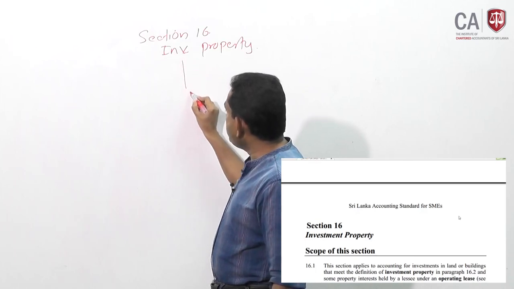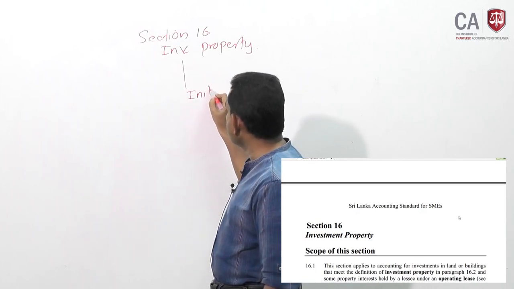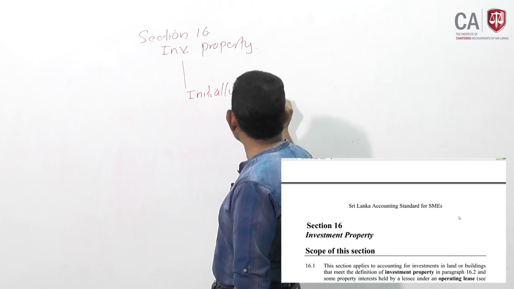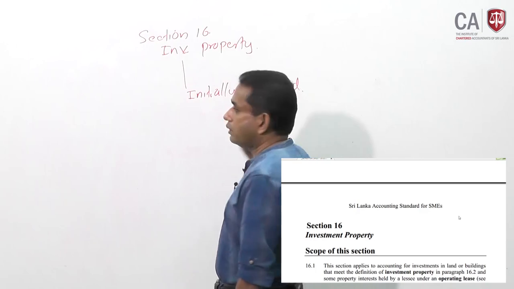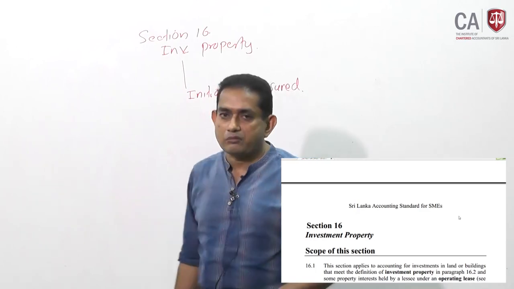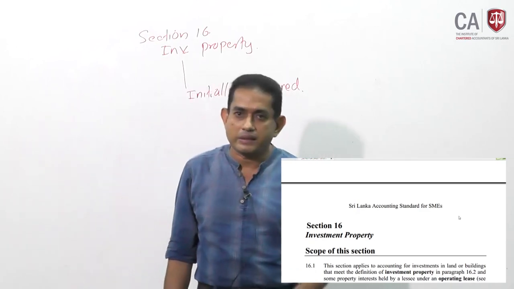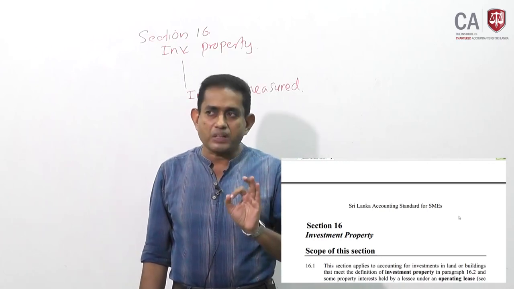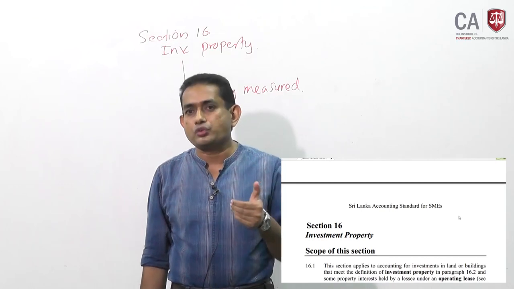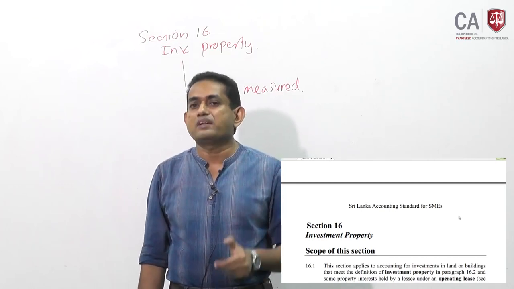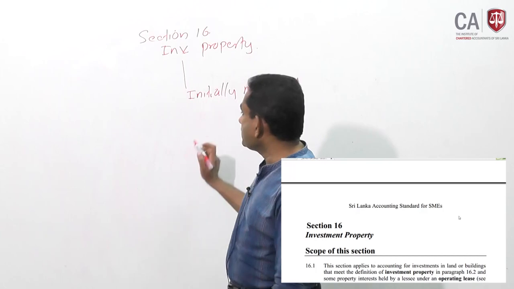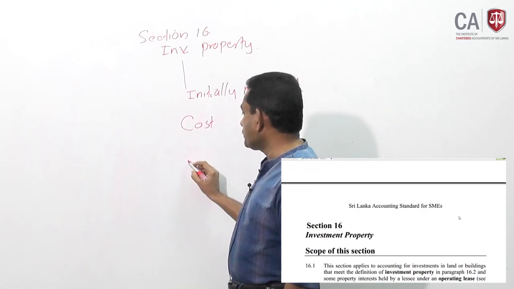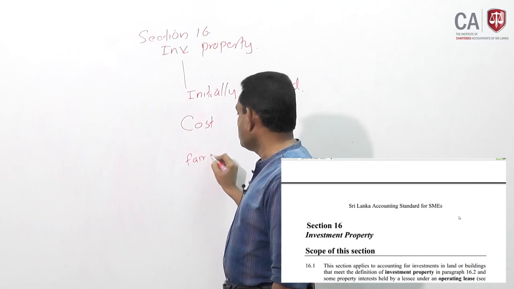Investment properties are initially measured at cost, and you know how the cost is determined, and this is not a forum to discuss that part. And LKAS 40 gives two accounting treatments, or two subsequent measurements, for investment properties. Either you can use the cost model or you can use the fair value model.